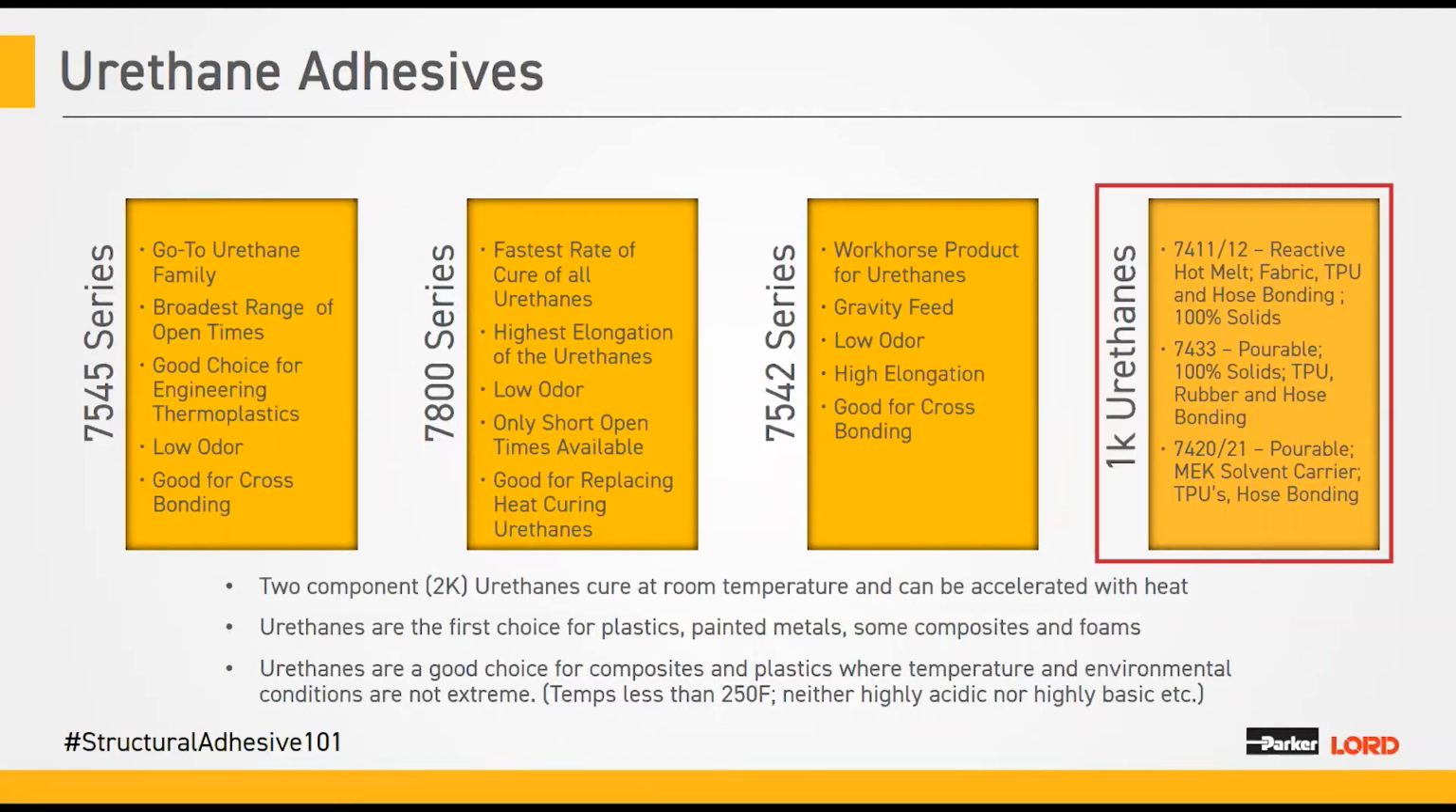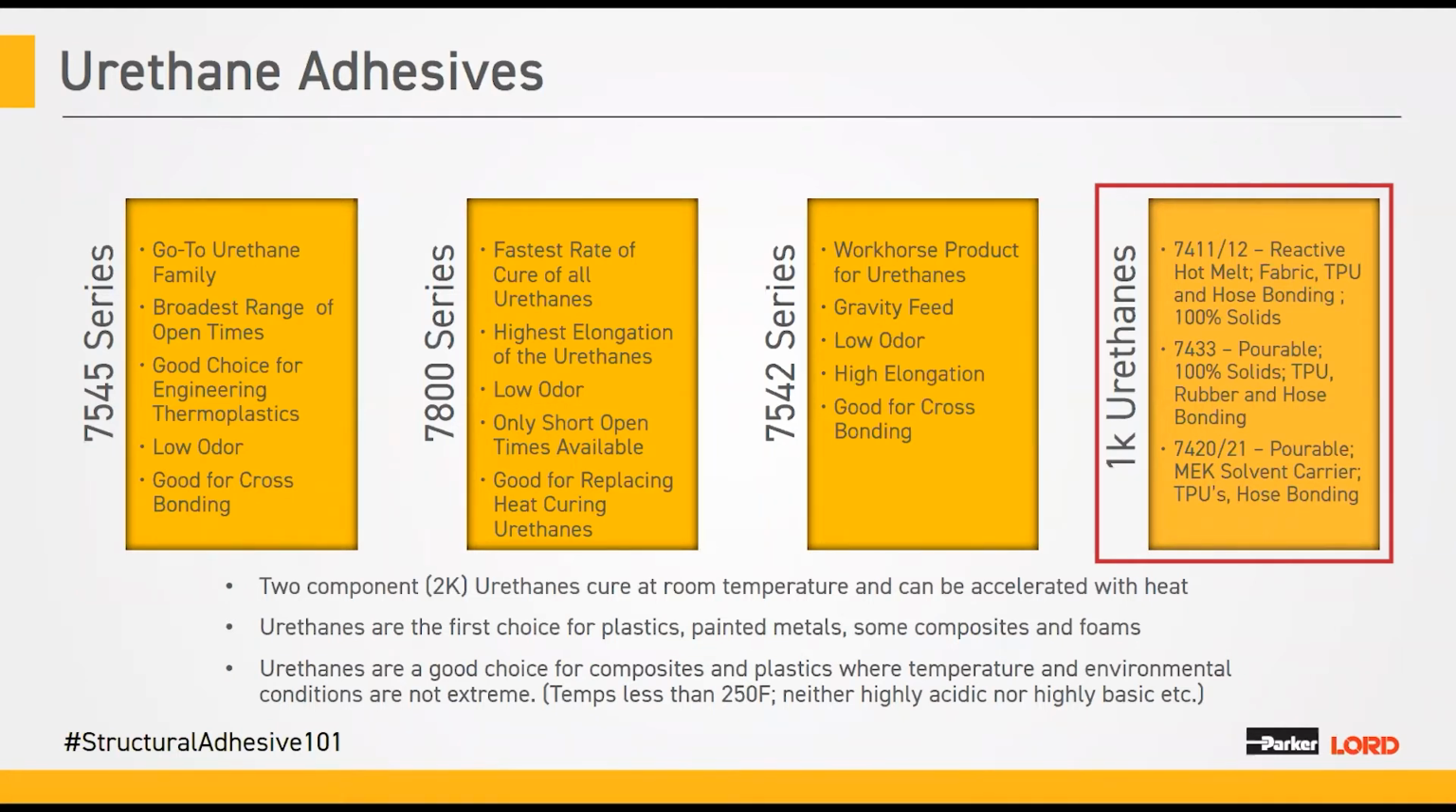Lastly, I'd like to talk about a couple of specialty products in our 1 component or 1K urethanes, 7411 and 7412. This is a reactive hot melt like type material designed for bonding TPU or thermoplastic urethanes and hoses. Those two products are 100% solids. 7433, that's a pourable version of the material, again, for bonding TPU, rubber, and hose bonding. It is 100% solids. So in that case, the explanation is there's no additional solvent carrier.